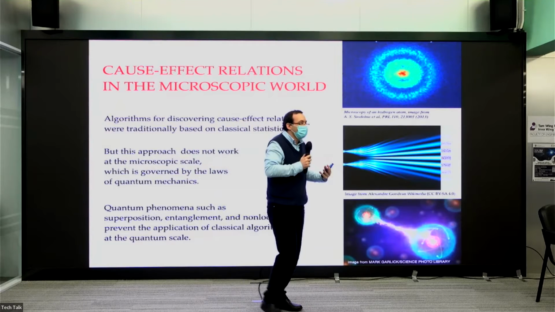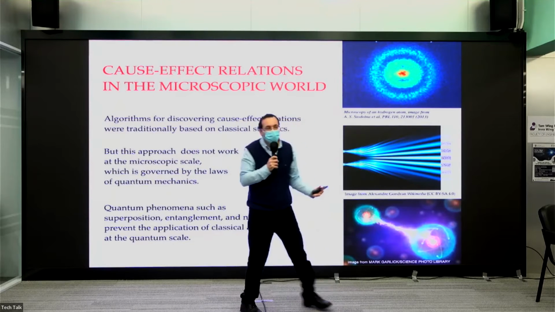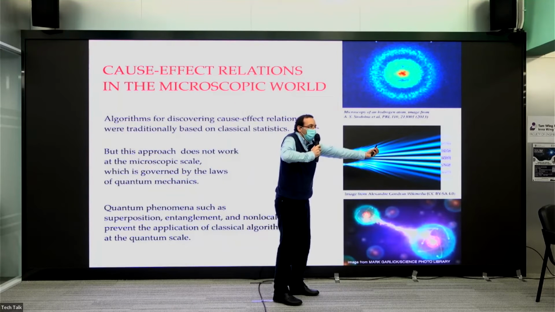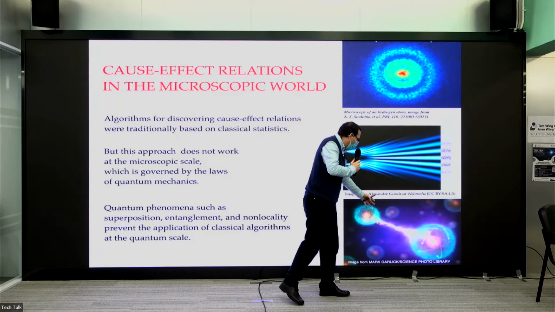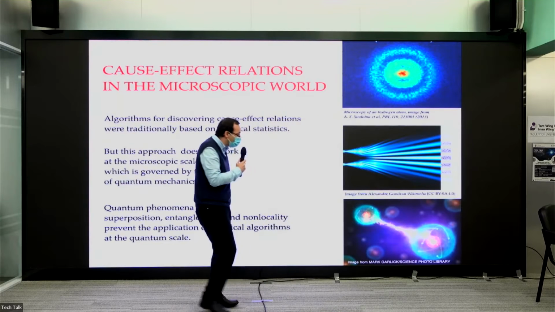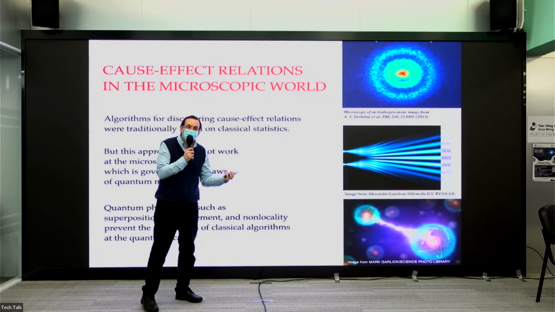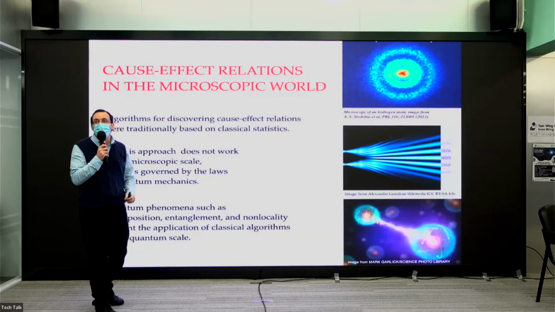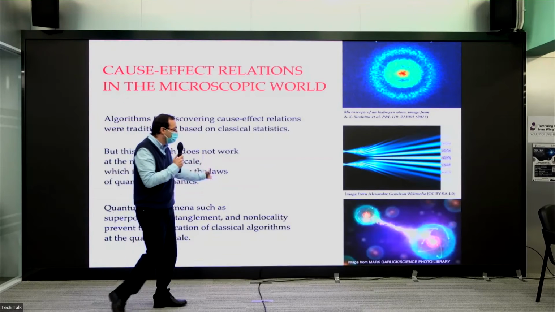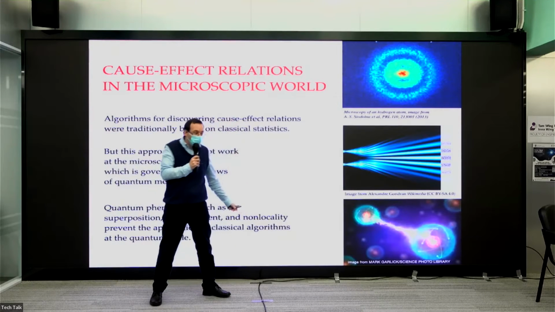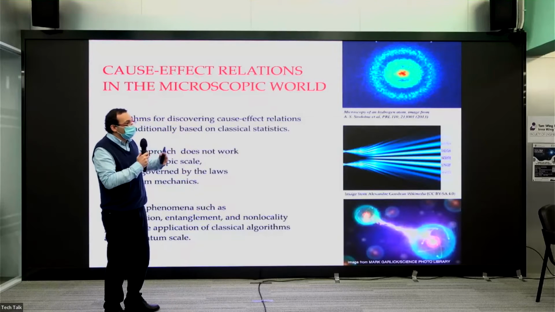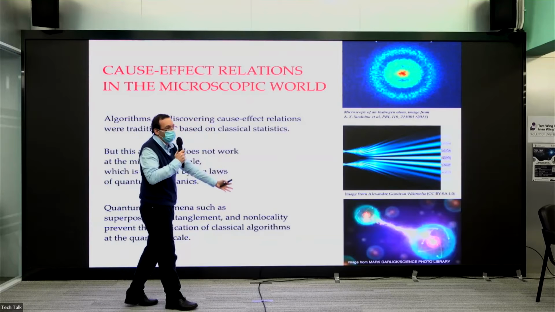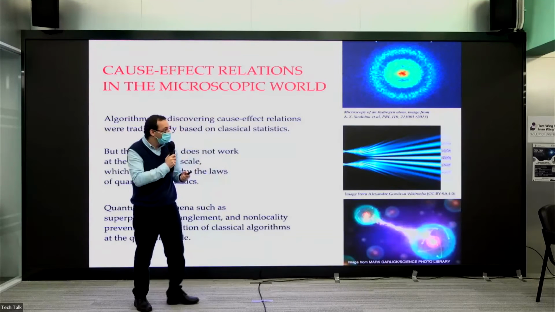So it's like two particles that are married to one another in such a way that they are well-defined if you look at them together. If you look at one alone, it is completely indeterminate. So this phenomenon of entanglement leads to another feature called non-locality that prevents the application of Pearl's algorithms to quantum systems. So basically, all our theory of causality is classical and doesn't work when you go to the microscopic level.